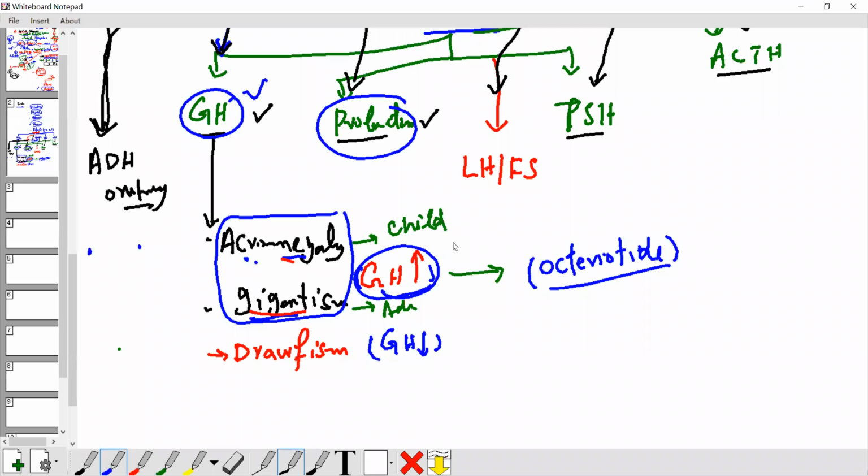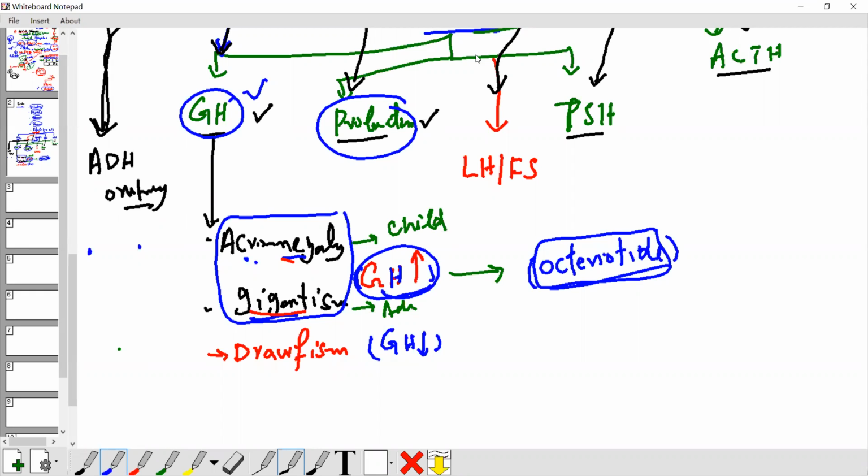Okay. So we can use octreotide to decrease the activity of growth hormone. If the child is growing much faster and the height is not appropriate for the age, it is too high, okay? So we can control the growth hormone level. If growth hormone is very high, we can use octreotide. Octreotide suppresses all the actions of growth hormone, okay?